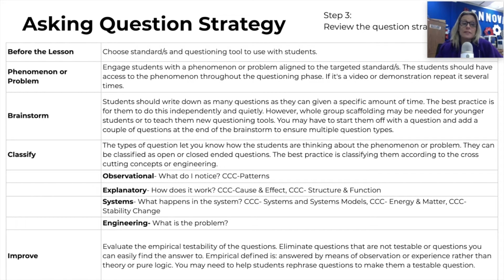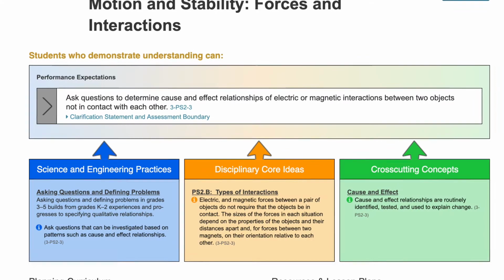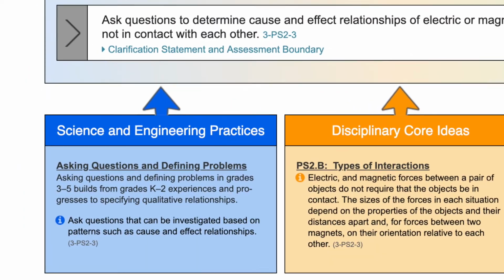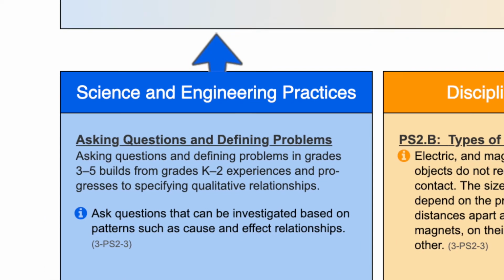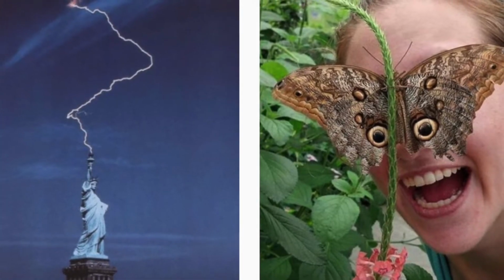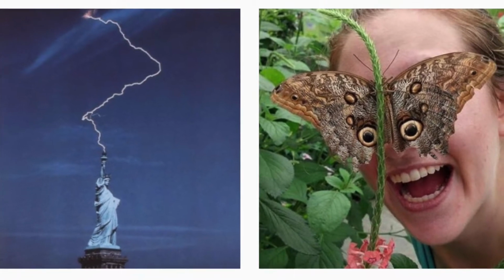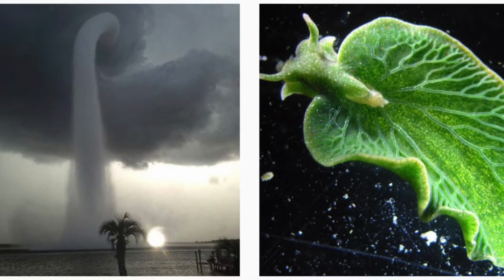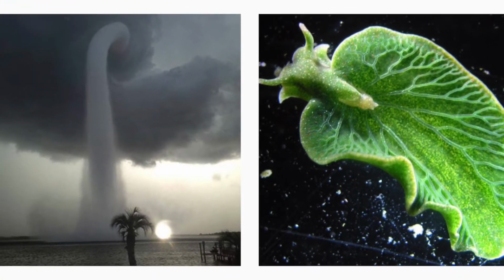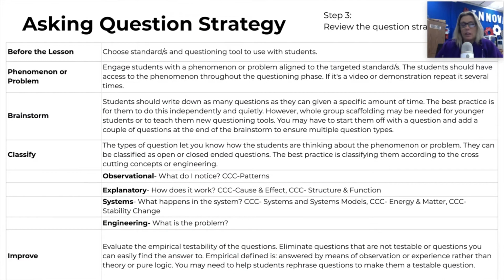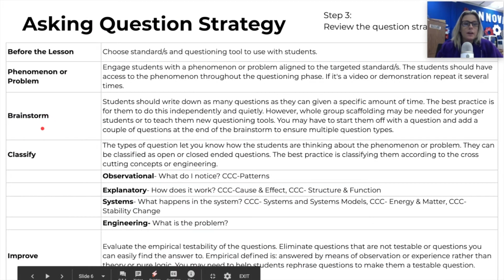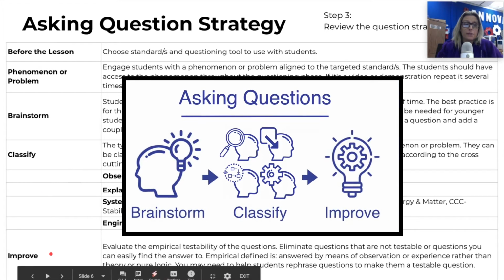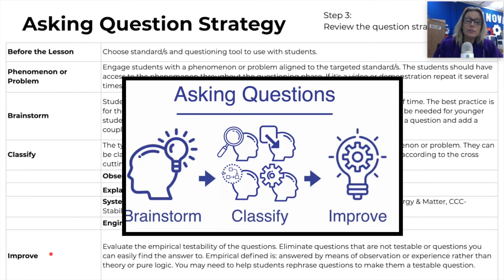So before the lesson, you're going to want to choose a standard, an NGSS standard that has SEP 1 as one of the practices attached to it. Once you've identified that standard, you're going to find a phenomenon that gets the kids wondering. This is going to be in the engagement piece. How do you engage the kids into thinking about this phenomenon that's going to lead back to that standard? And here we have the process. So it's brainstorm, classify, improve. That's your basic process to use for any of the tools.